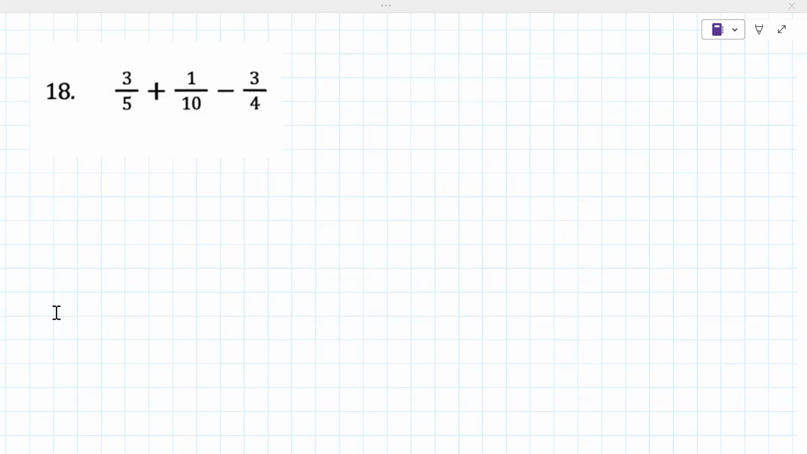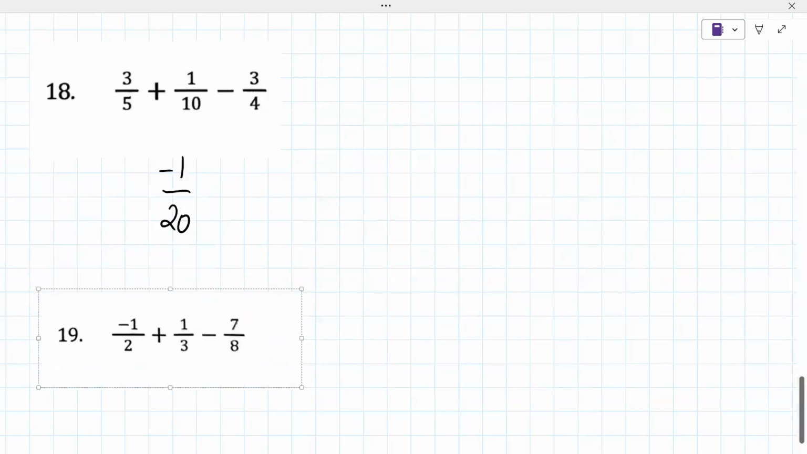So I got -1 over 20. That is correct. All right. So for number 19, same thing. Go ahead and see if you can figure out the least common denominator. You can always multiply all the numbers together, but that should be a last resort. Yeah. So 24, right? Yeah, 24 is the right one.